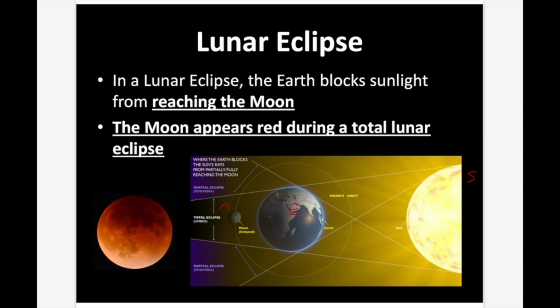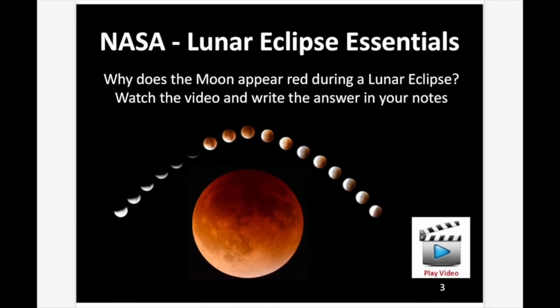And since the Earth is so much bigger than the moon, it's going to block a really large portion. So unlike a solar eclipse where only a small part of the Earth is blocked, in a lunar eclipse, the entire moon is blocked. Now you may have seen this red moon during a lunar eclipse. So why does it appear red? So what I want you to do is pause the video and watch number 3. Once you've watched the video, I want you to answer the question, why does the moon appear red during a lunar eclipse?